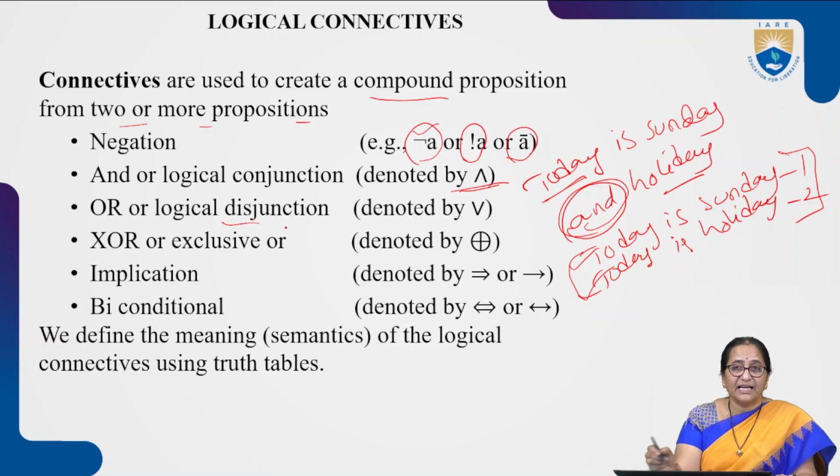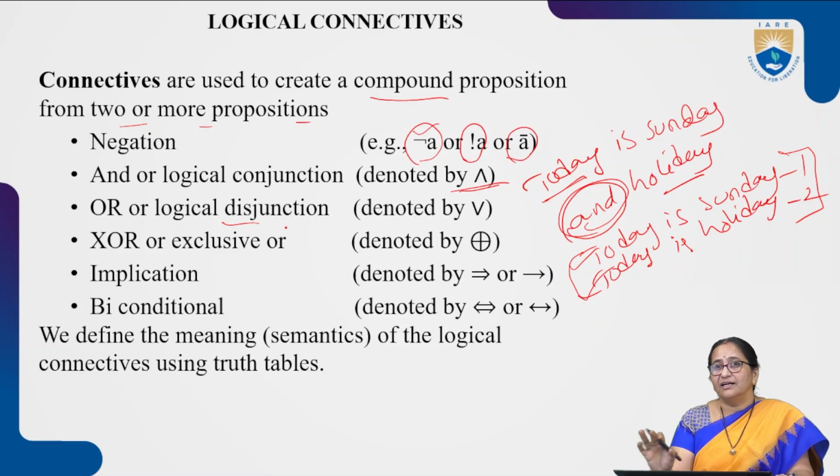Disjunction means we are disconnecting the symbols, notations. We are disconnecting the propositions. For that purpose, we are calling it the logical disjunction. The operation we are using is the OR, and we denote it by the V operation. Next, that is the opposite to the AND operation.